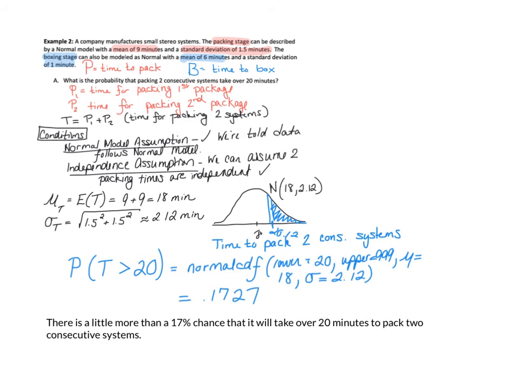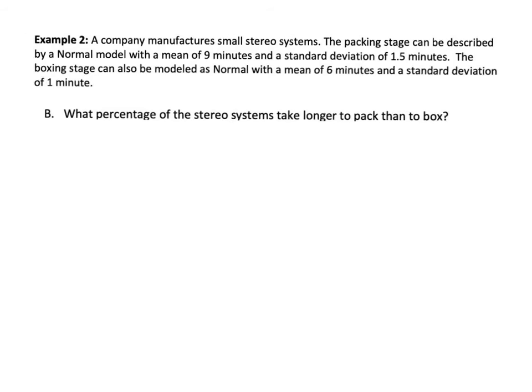So my conclusion in context is that there is little more than a 17% chance that it will take over 20 minutes to pack 2 consecutive systems. So let's expand on this same scenario. It says, what percentage of the stereo systems take longer to pack than to box? I also already stated that I would use capital P to represent the time to pack a stereo and capital B to represent the time to box a stereo.